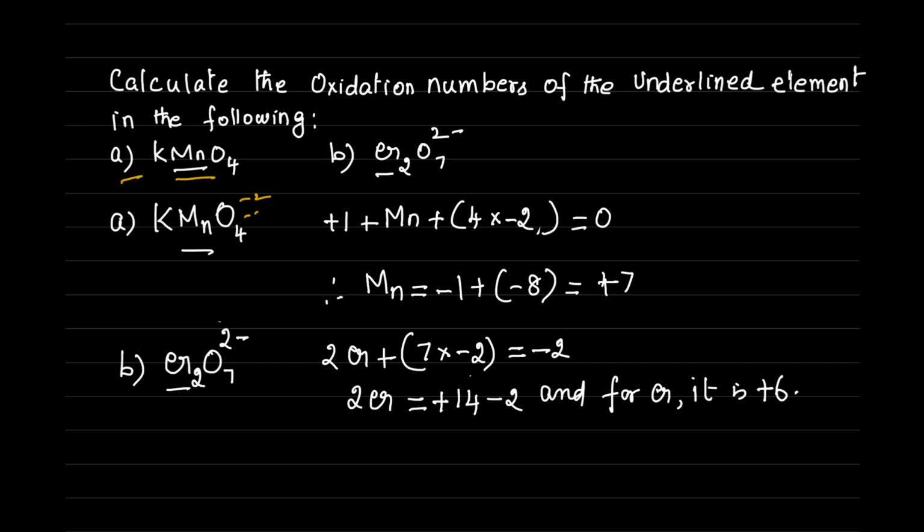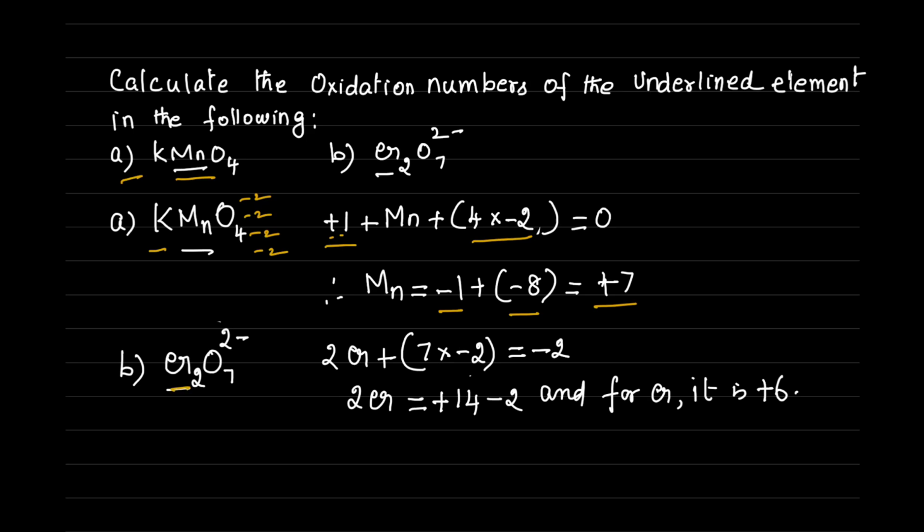Coming to potassium permanganate, the oxidation numbers of 4 oxygen atoms come to 4 into -2, plus 1 for 1 potassium, plus that of manganese. The algebraic sum is equal to 0, so for 1 manganese, it becomes -1 plus -8 is equal to +7 for manganese. Next one, dichromate ion Cr2O7 2-.